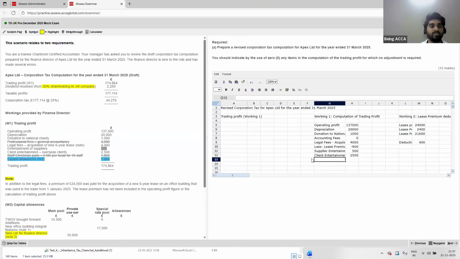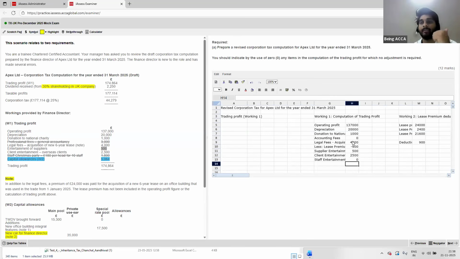Next, we have staff Christmas party at 180 per head. Staff Christmas party, or we can write it as staff entertainment. And always remember, staff entertainment is an allowable expenditure. So for that reason, this is wrongly taken as 1,800 being added back, but it should in fact be allowable expenditure. So it should be marked at 0.